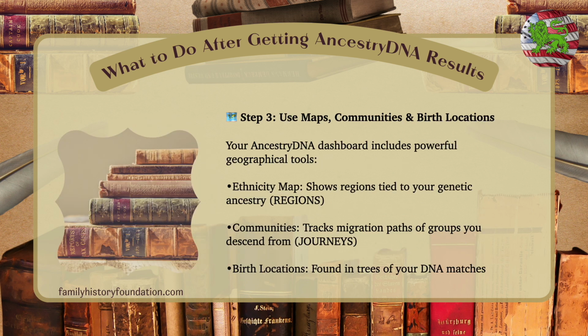So step 3, use maps, communities, and birth locations. Now, your AncestryDNA dashboard includes powerful geographical tools. Your ethnicity map, which is kind of where you start, right? It shows your regions tied to your genetic ancestry, which is the regions function, which I think is great. You know, I'm a visual person, I'm a map person, so looking at that always gets me excited. Okay, communities tracks migration paths of groups from which you descend, which is called your journeys. And birth locations found in trees of your DNA matches.